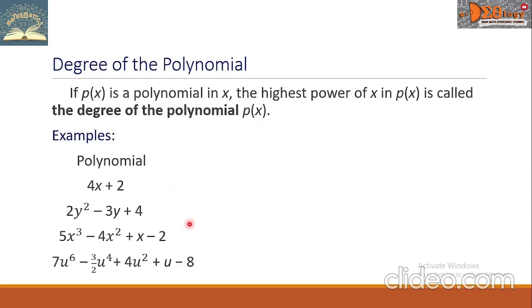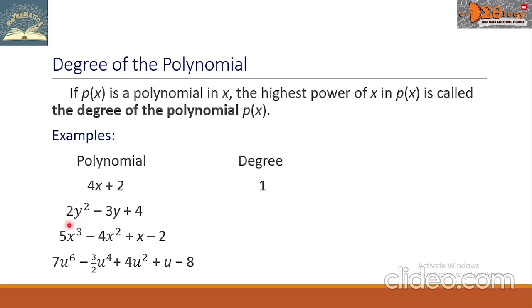Examples, we have here four polynomials. The first is 4x plus 2. This is a polynomial in x. The highest power is 1. Remember that the degree of the constant 2 is 0. So in here, the degree is 1.